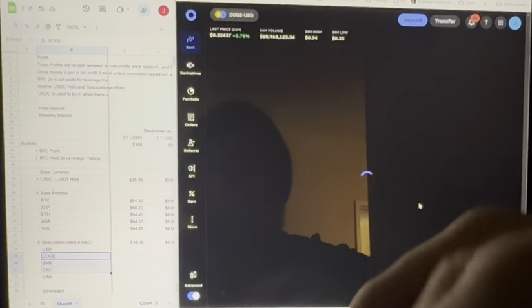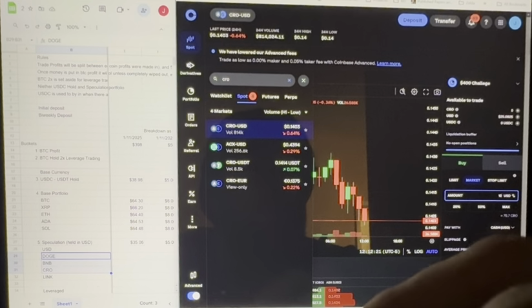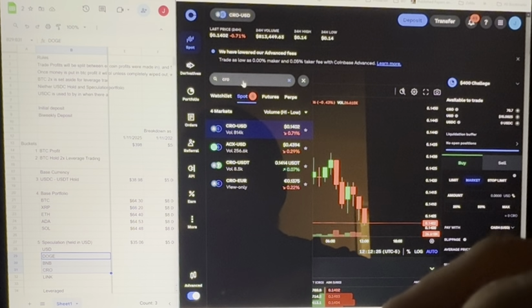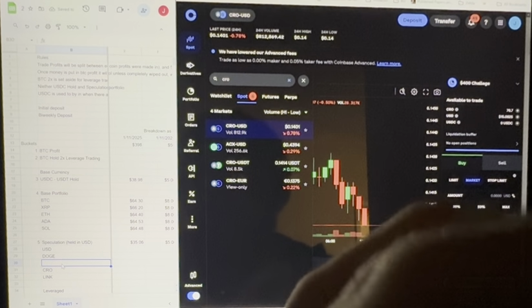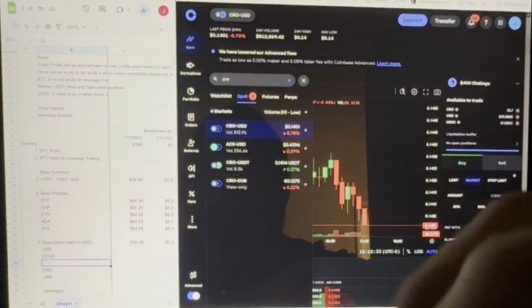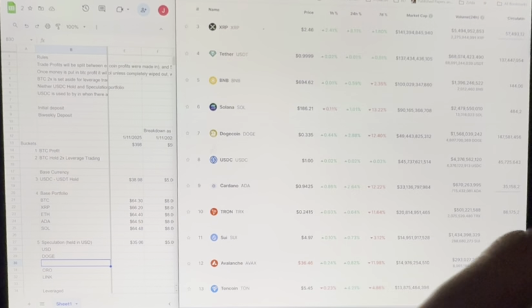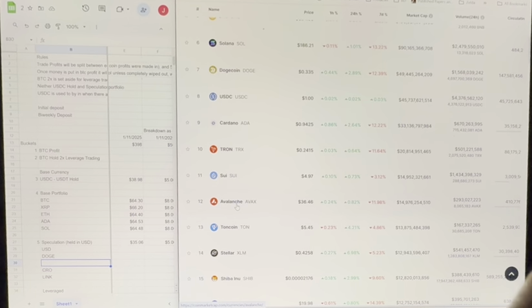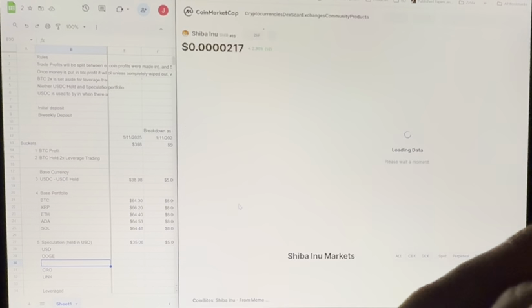We can do CRO. So we're going to put 10 in CRO. We're going to buy $10 of CRO. Let's take BNB out of here. And let's buy, look at CoinMarketCap. Let's see. AVAX. Oh no. Let's look at the sheep.